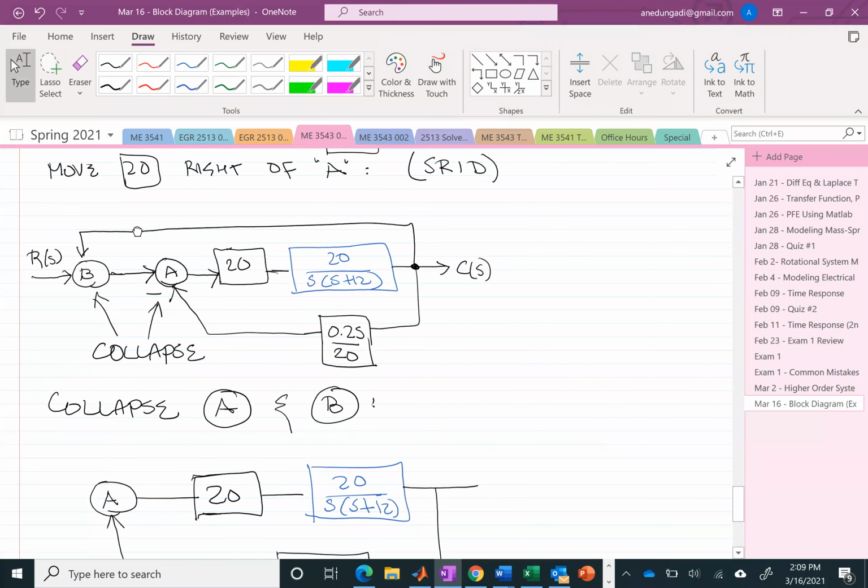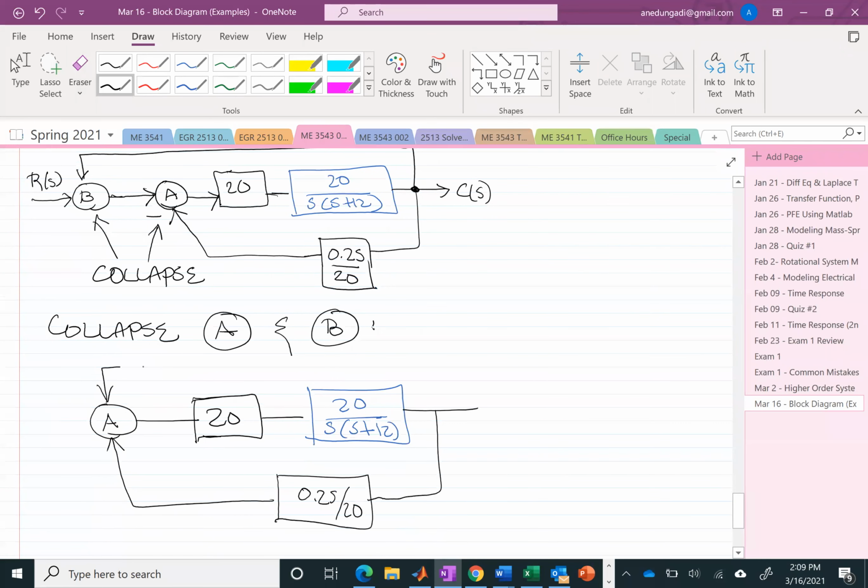And we have the unity feedback, right? The unity feedback was coming into A, but if A and B are on top of each other, it's the same as saying the unity feedback comes into A. There you have it. This is your R, and this is your C.